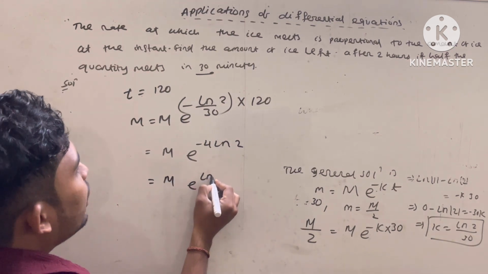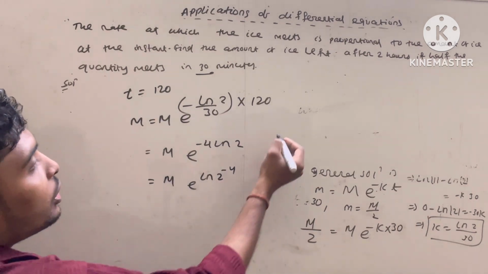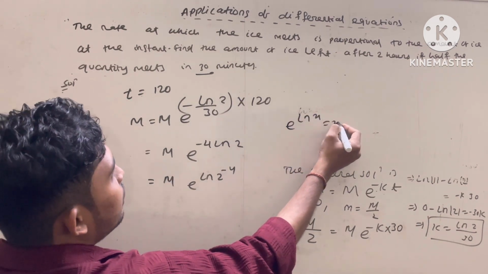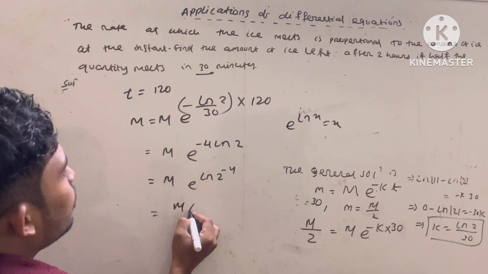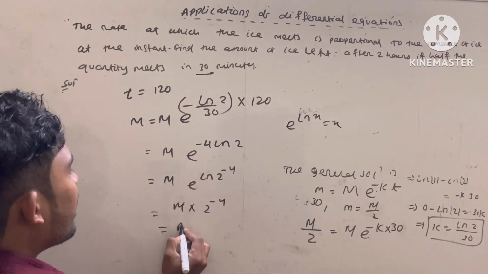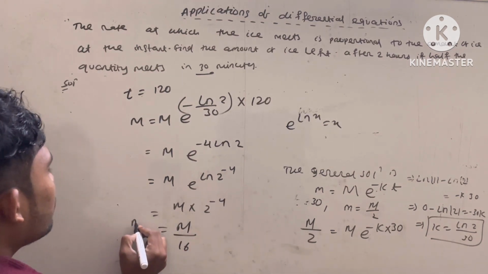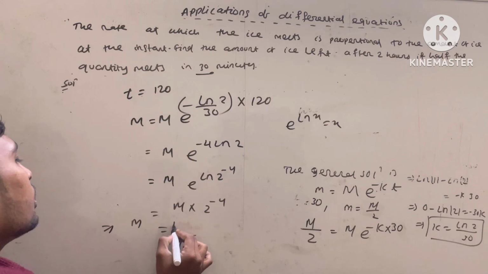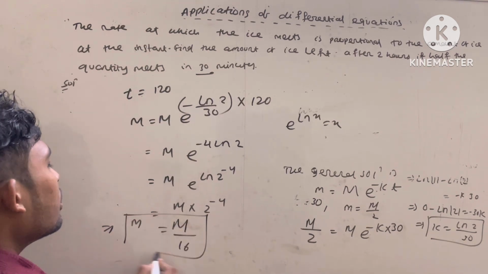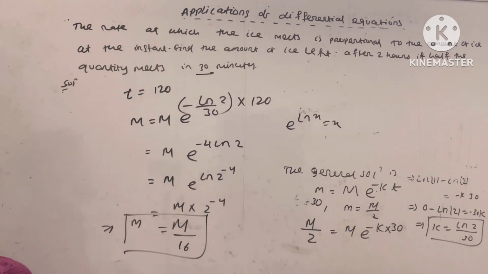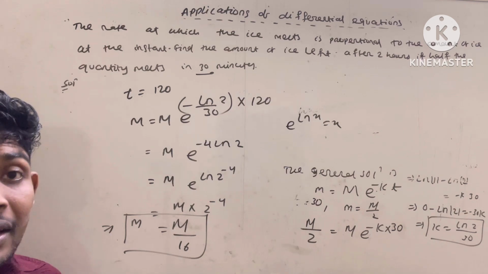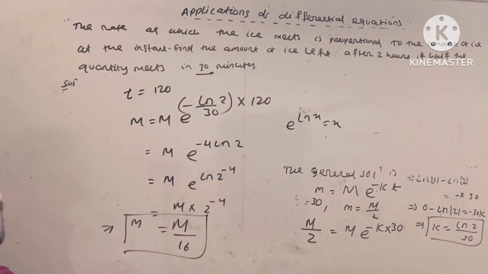We know that e to the power ln 2 is 2, so this is M into 2 to the power minus 4, that is M by 16. So our small m is capital M by 16. That means after 2 hours the amount will be reduced to one sixteenth of its original value.